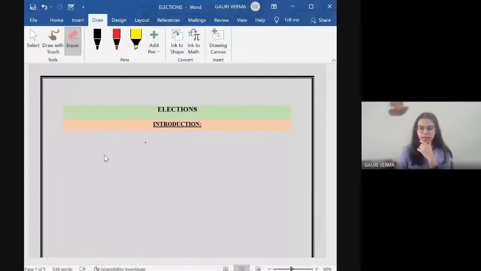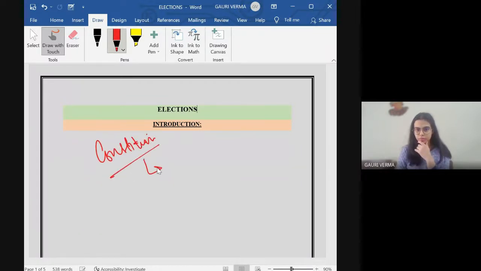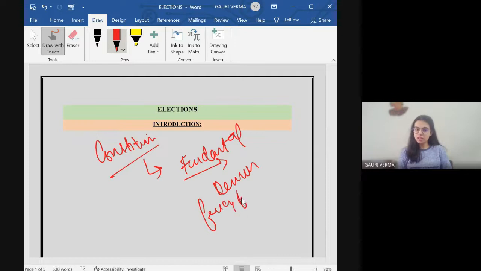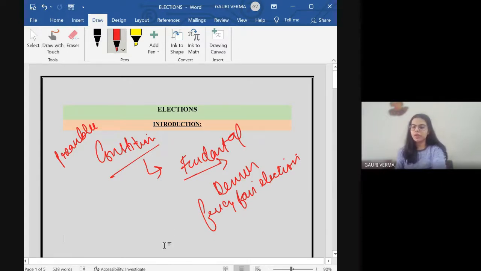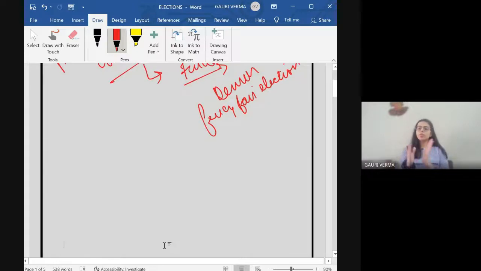Okay, so according to the Constitution of India, India is a democratic country and the fundamental of a democracy is free and fair elections, right? This is there in the preamble of the Constitution. The preamble provides that we are a democratic nation, and one of the fundamental features of democracy is free and fair elections.